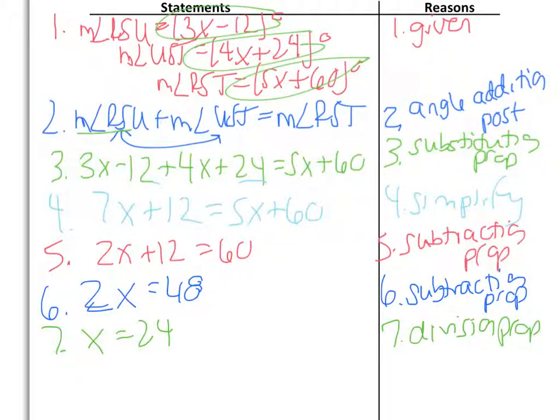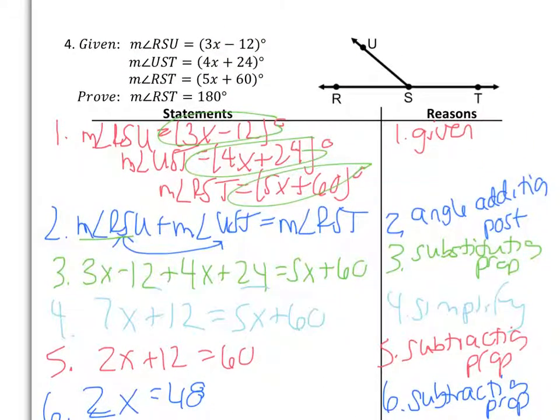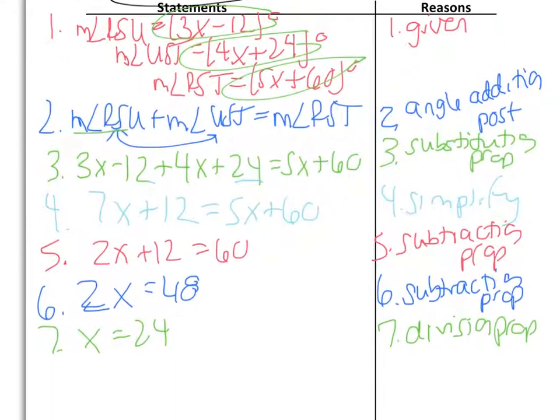Okay, so that's the kind of stuff we did yesterday, just solving the algebra within the angle addition postulate proofs. So now here's the new step. Up here, it says that the measure of angle RST is 180 degrees. Down here, we only have what x equals.